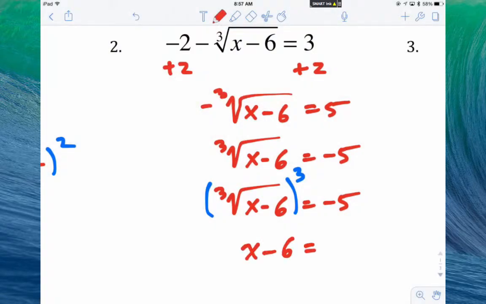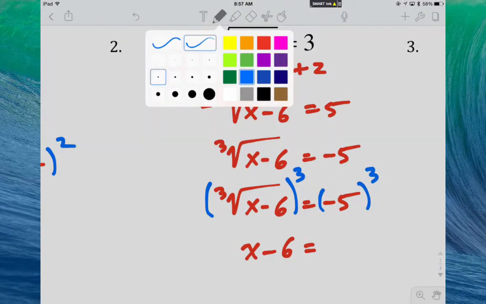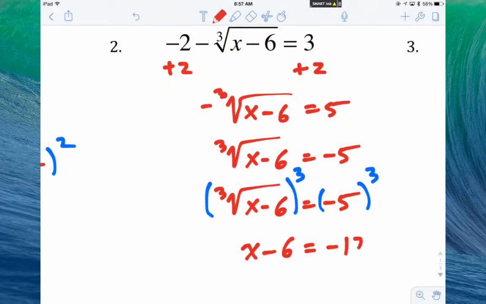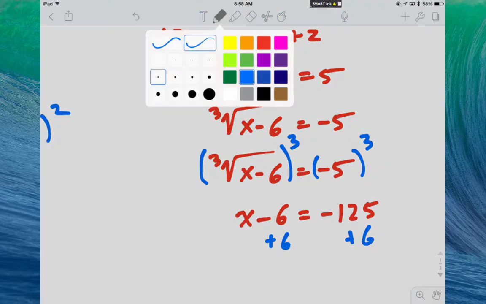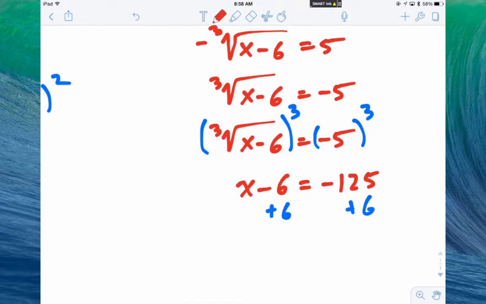But of course, what we do to one side of the equation, we must definitely do to the other side of the equation. Negative 5 raised to the third power is negative 125. And I think from here it's smooth sailing. Let's just add 6. Boom. We end up with x equals negative 119.